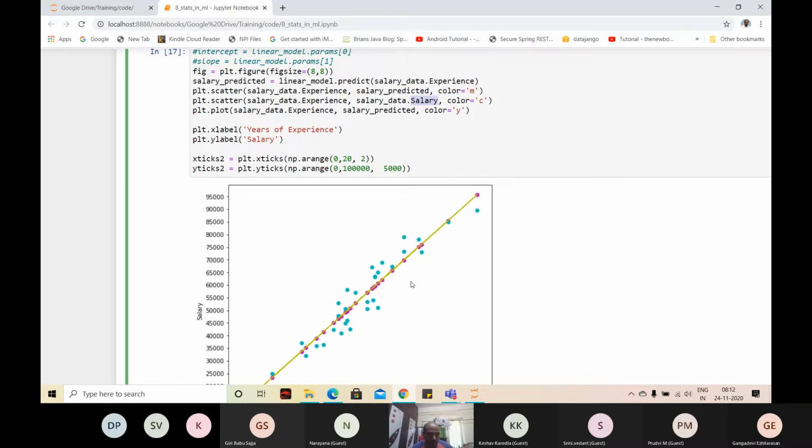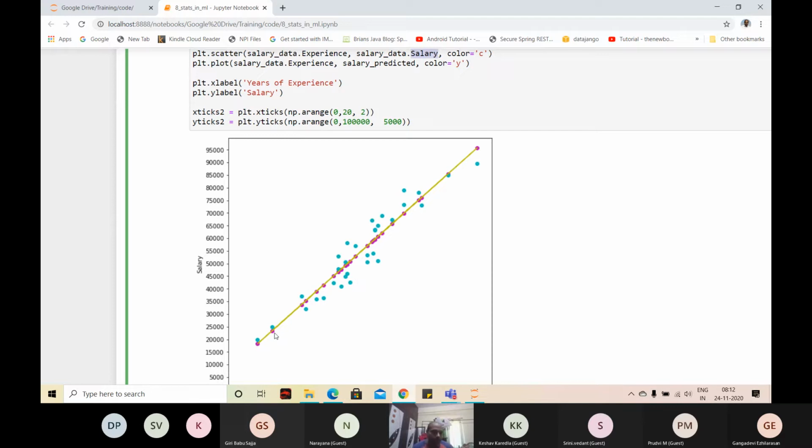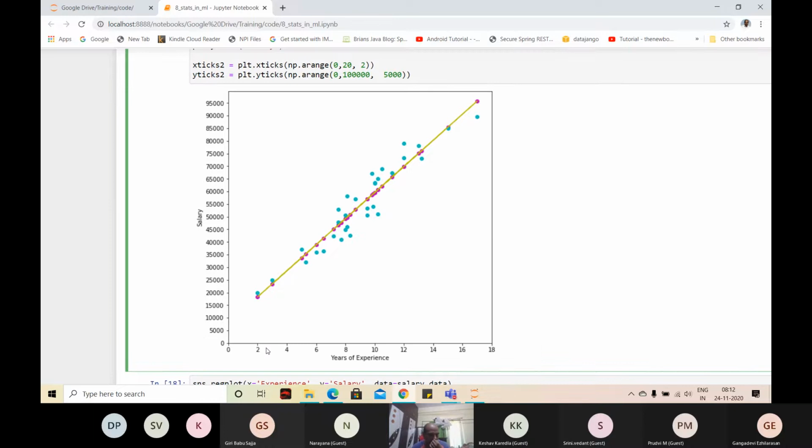We are trying to find a generalized solution. When I say generalized solution, there is no guarantee that all dots are going to be overlapped. See this here, these predictions are very accurate. The predicted value and the actual value are very close. Actual value is on the y-axis, the experience is on the x-axis, and the predicted value is also on the y-axis. Do you agree? These two predictions are very accurate. But if you see this prediction or this prediction, they are not very accurate. Visually, we are trying to understand the accuracy. Did you get what I am saying? Any questions there?